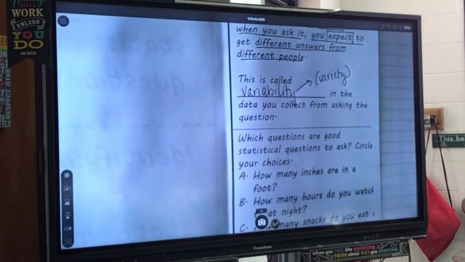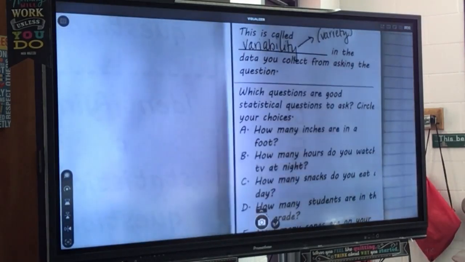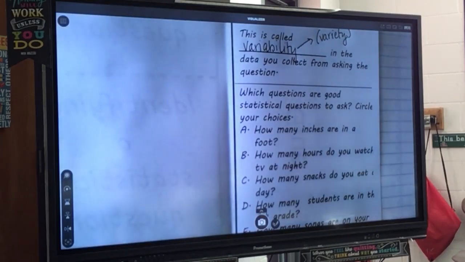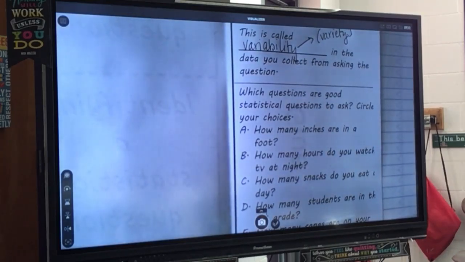All right, moving down to the next section. We're gonna do a stand up, sit down kind of thing. It says, which questions are good statistical questions to ask? Circle your choices. So stand up if you think A is a good statistical question. It says, how many inches are in a foot? So why is this not a good statistical question? Ronnie? There's only one answer. Doesn't matter who I ask, right? If I ask everybody in this room, in this school, in 6th grade, I'm going to get the same answer of what? 12. Okay, so that is not one.